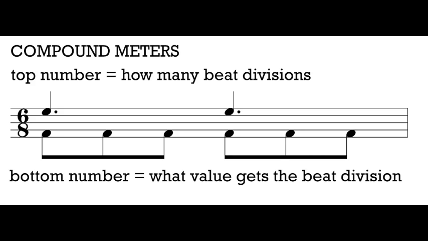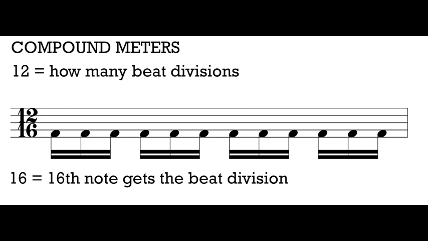Let's look at another compound meter. 12/16 is another compound meter, and because it's compound, we know that the top number is telling us how many beat divisions, and the bottom number is telling us what value gets those divisions. And so I see a 12, I know there are 12 beat divisions in this measure, and the 16 tells me that the 16th note gets the beat division.